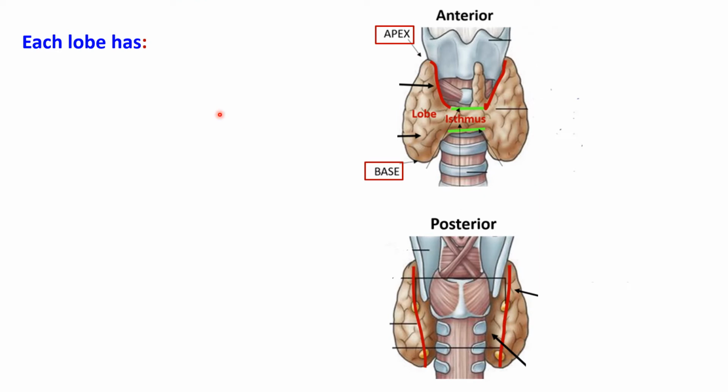Let us now look at the gross features of each lobe. This is the anterior view. You can see here these are the two lateral lobes. And this is the posterior view.